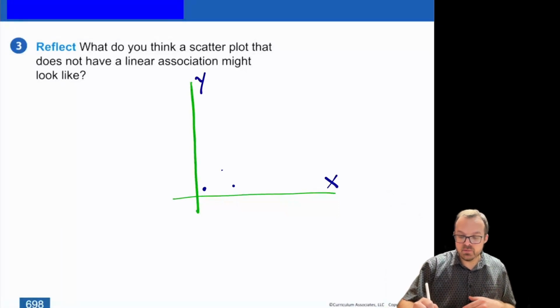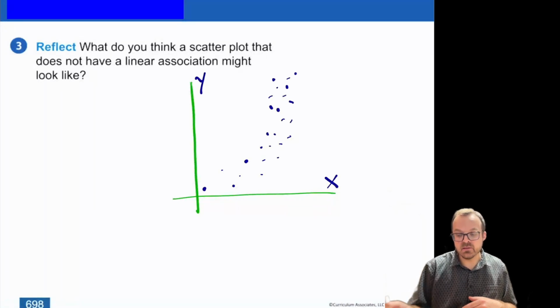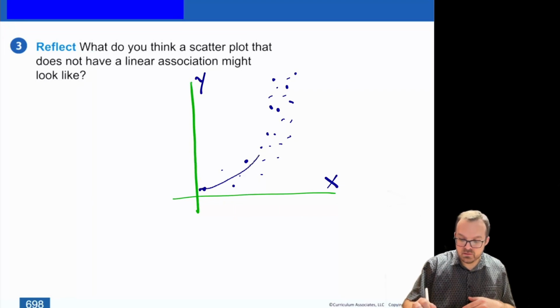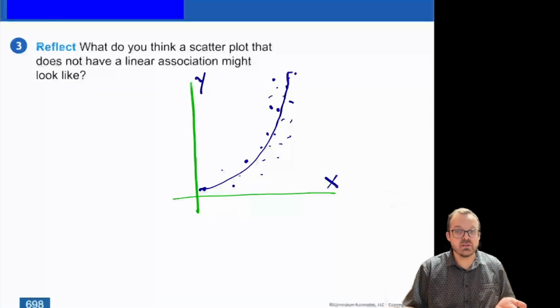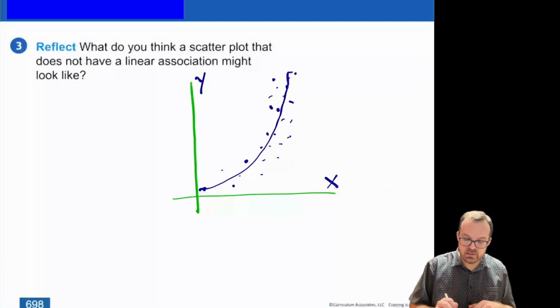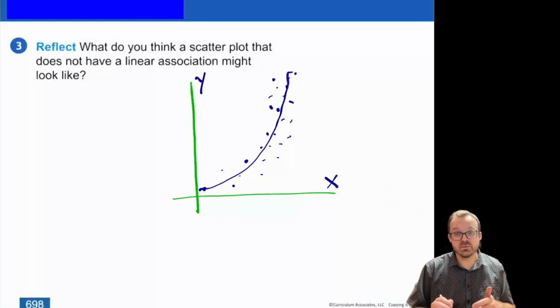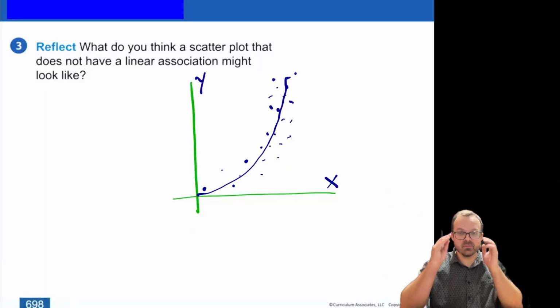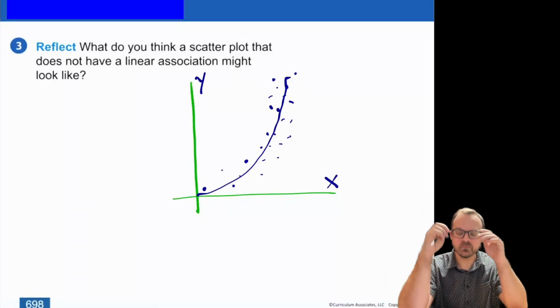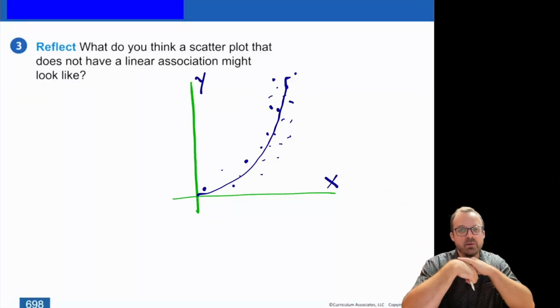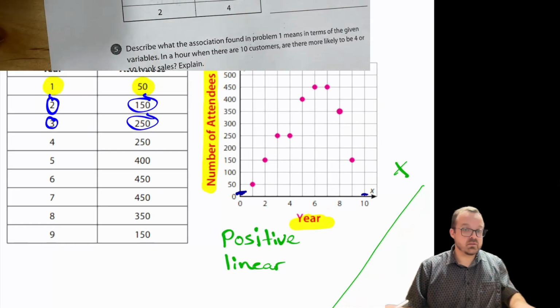It might look like a bunch of points that aren't necessarily linear, but maybe something else, right? Something that's not necessarily a straight line. There's an association here in this data, but not necessarily a linear association. Okay, so there are some other ways to talk about data that are not linear. And most of those things you will talk about in 9th grade when you talk about exponential, all right? Exponential trend lines.